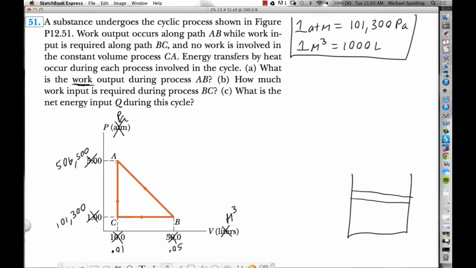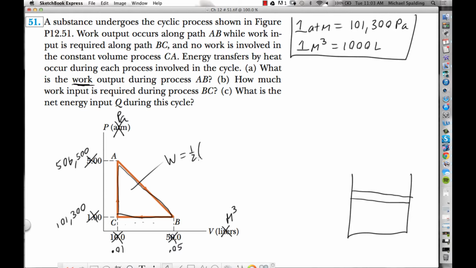But look, if we want the work from A to B, we got to take the area all the way down to the x-axis. You take area under the graph, right? Because work equals P delta V. That's basically area under the graph. Okay? So you got to break this into a rectangle and a triangle, right? So we're first going to find the area in the triangle, and then we're going to add the area of the rectangle. So area of the triangle, that's going to be work.